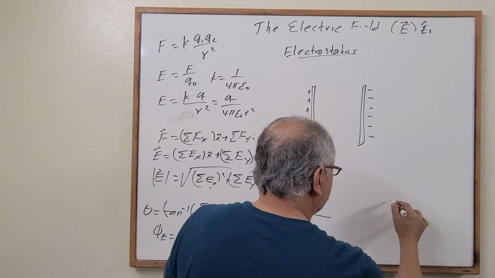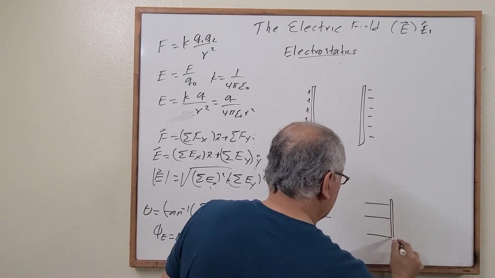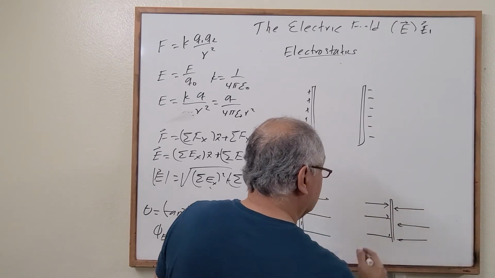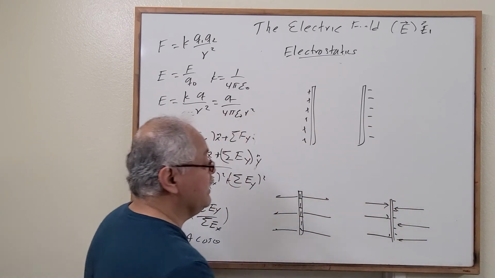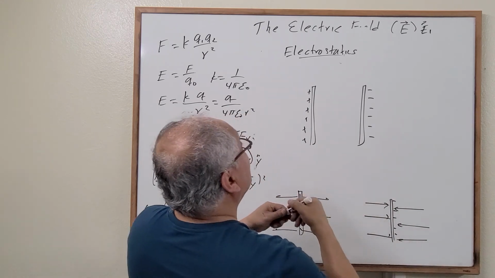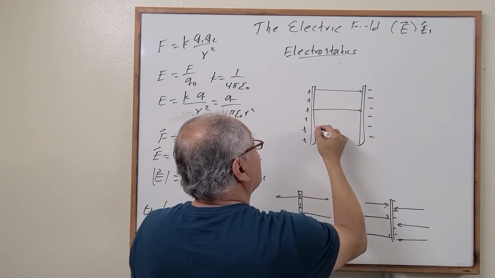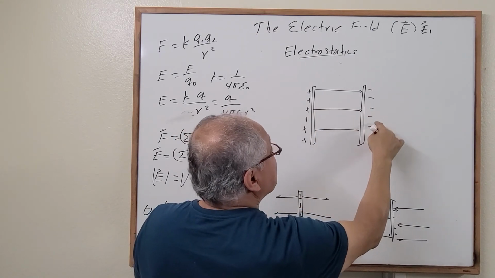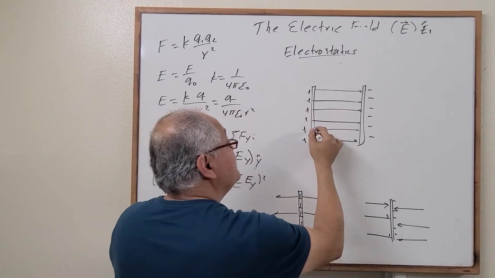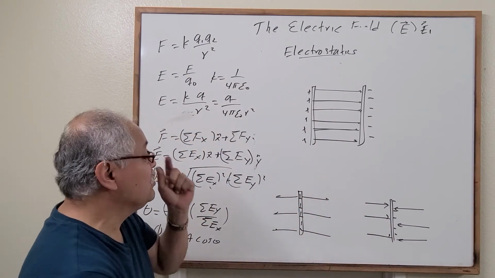What about when it's negative? The same thing, but the lines go toward the charge, since it's negative. Perfect. Now let's combine these two. And what do we have? The lines produced by this plate are this one, and the lines produced by the other plate are this one. Wow, can you see it? So we have twice this amount.